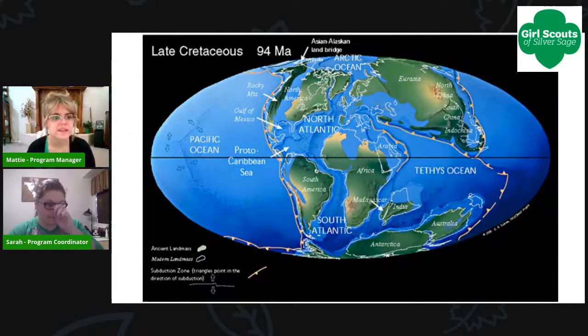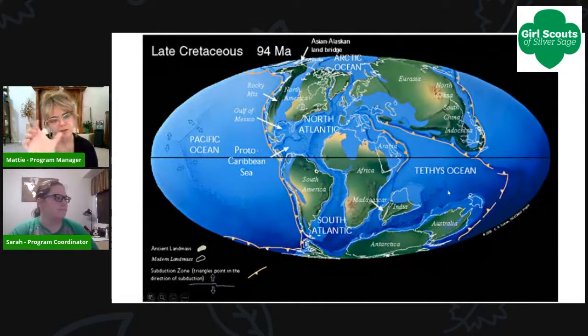So in this picture, you can see where Yosemite would have been. This is during the late Cretaceous period. So Yosemite would have been, if you can see where the North American continent is, it would have been underwater. It would have been in a really shallow ocean. And what that means is a lot of sea creatures and sand and dead sea animals would have been in that area and would have been compacted into rock over time.